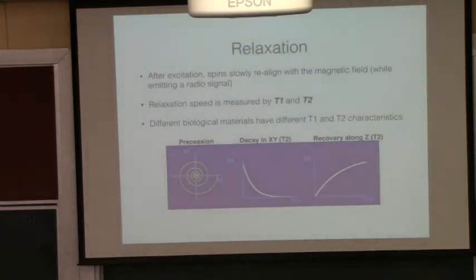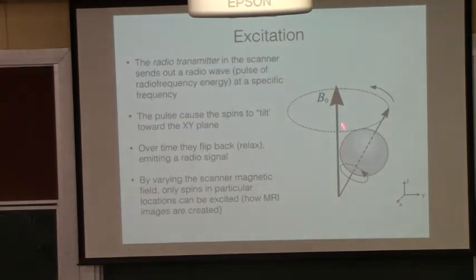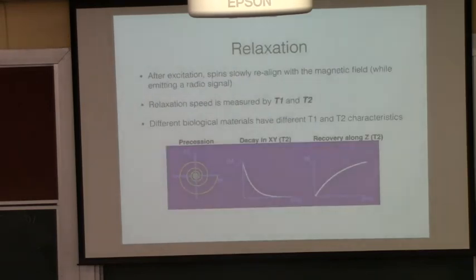Okay. And so after excitation, spins slowly realign with the magnetic field, and while they're doing this, they'll emit a radio signal. The relaxation speed is measured by what's called T1 and T2 components. What you see here is an overhead view of that axis that we saw before, and you can see that the radio frequency pulse will perturb the atom. It'll slowly begin to precess back to its resting state. And this will cause a decay in the XY axis and recovery back to the Z axis.